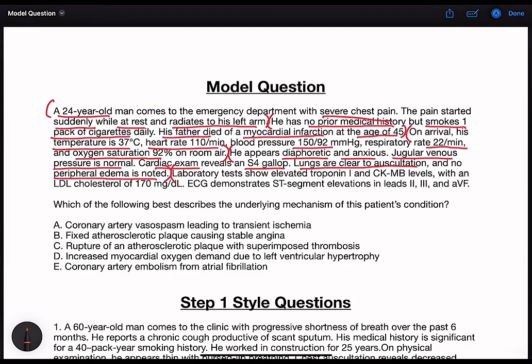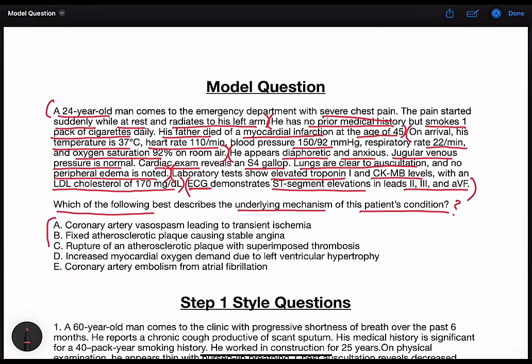Then we have lab values. Lab tests show elevated troponin I and CK-MB levels with an LDL cholesterol of 170 mg per deciliter. These were lab values, and then at last we have our diagnostic test, ECG, being performed. ECG demonstrates ST segment elevation in leads 2, 3 and aVF. Then we have the question asked: which of the following best describes the underlying mechanism of this patient's condition? This is the question, and these are the answer options.